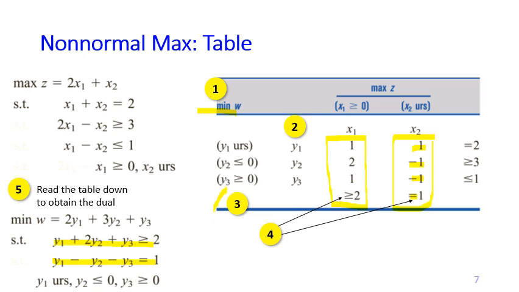Sign restrictions are straightforward. And then for the objective function, minimize w equals 2y1 plus 3y2 plus 1y3. Again, you just ignore these signs because they are the sign for the constraints in the primal problem. So we have obtained the dual.